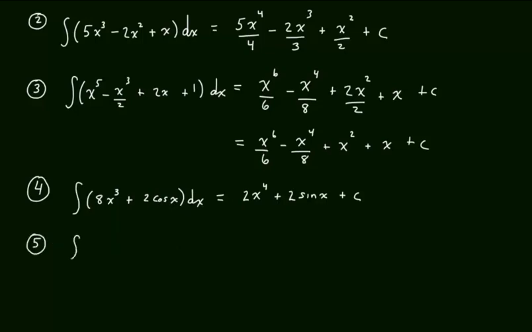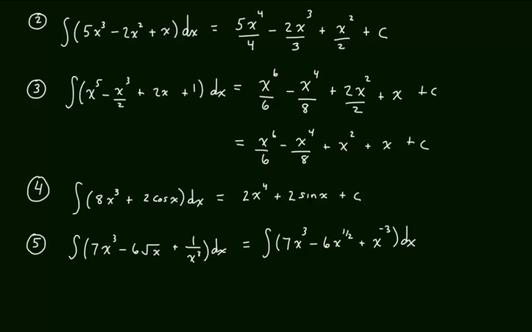Example number 5. The integral of 7x cubed minus 6 radical x plus 1 over x cubed dx. Before doing this antiderivative, let's just write it in a form that makes the reverse power rule a little easier. So I'll say 6x to the 1/2 power plus, now this is going to be x to the negative 3 power and then dx. So now we're ready to do the antiderivative.